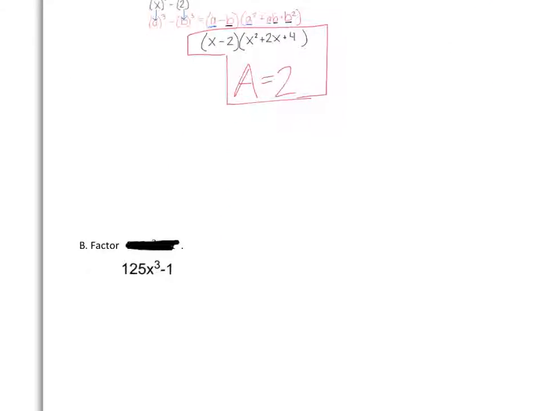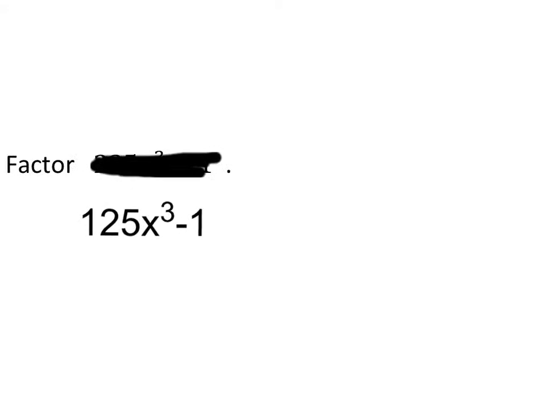Let's do one more. Now, the one that I wrote on your paper is wrong. I had a brain lapse there. Instead of 225, make it say 125. Okay? So we want to write this as something cubed minus something cubed, right? Let's work backwards.